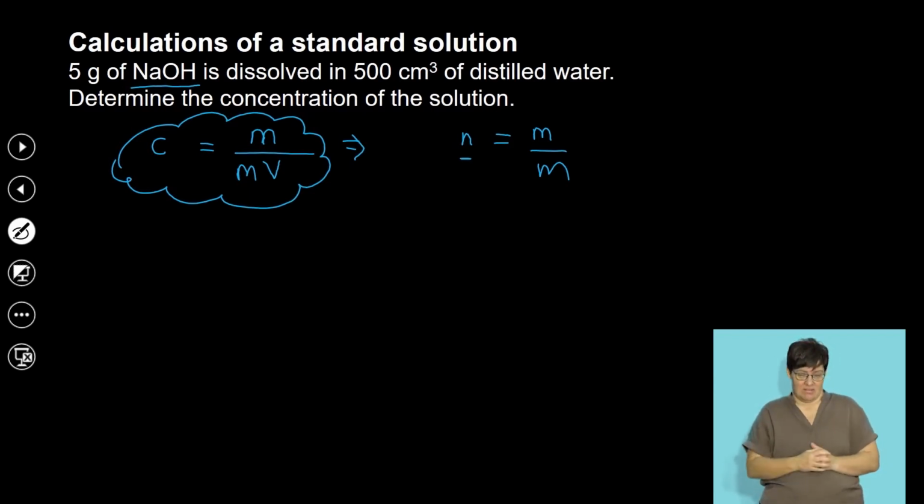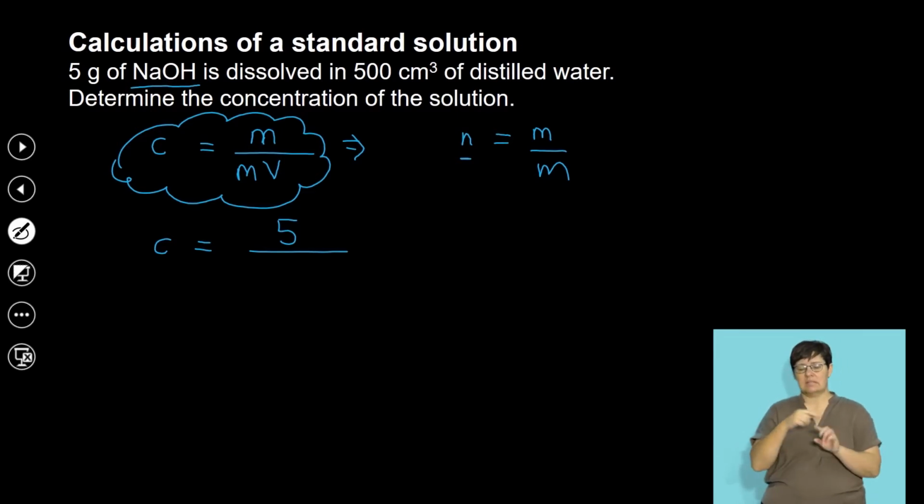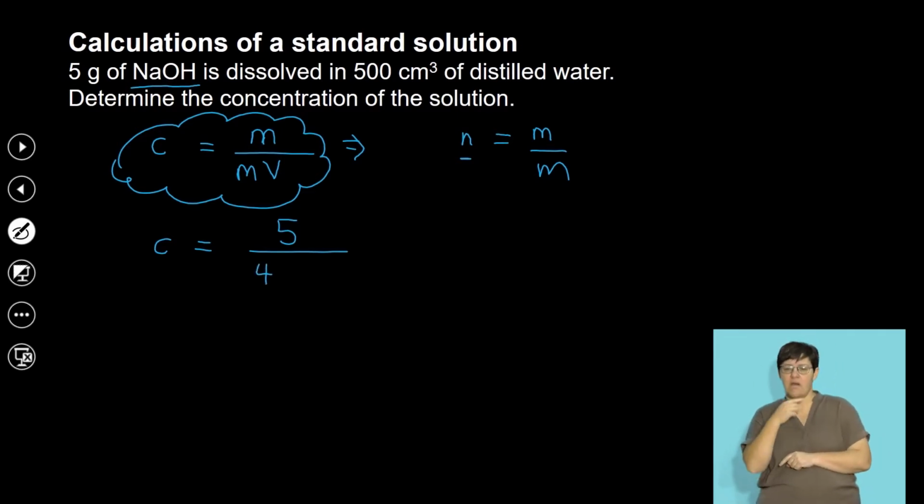So we would say then C, which is the concentration, equals the mass of the sample, which is 5 grams, divided by the molar mass of sodium hydroxide. Sodium is 23 plus 16 plus 1. That gives us 40 grams per mole.